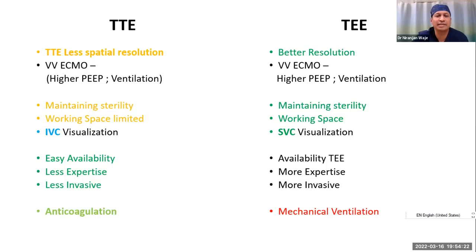can be an issue. The problem with transthoracic echo is that in a perioperative situation, with the surgeon working, it might not provide the most sterile of fields. You might be encroaching on the sterility. There's limited working space available with the surgeon operating, and it might not give good imaging in ventilated patients.